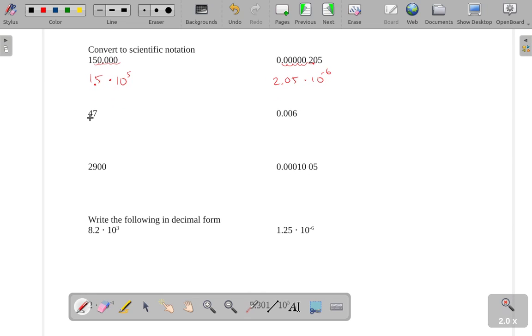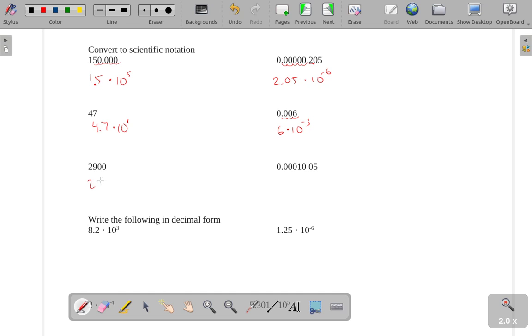Now, something like 47, it's almost silly to write it in scientific notation, but we could do it. We'd get 4.7. In order to account for the decimal place, though, we need to move the decimal place 1 place to the right, so this would be 4.7 times 10 to the 1st. 0.006, this would be 6, so we'd move the decimal place over here, but of course in order to talk about the same number we need to move it back 1, 2, 3 places, so times 10 to the negative 3. Again, it's negative because I'm moving it to the left.